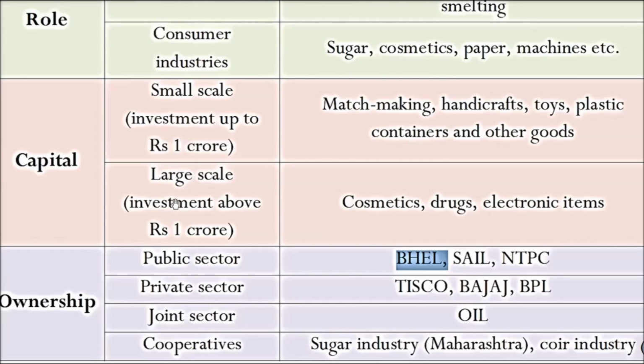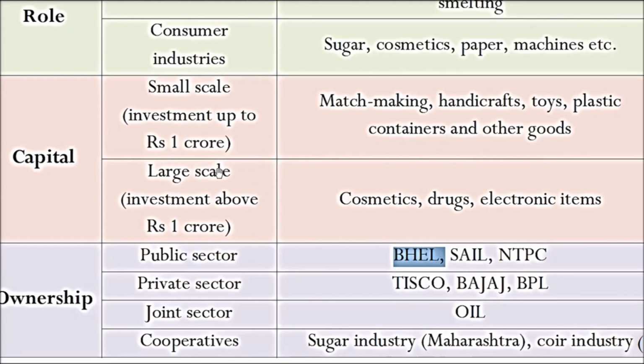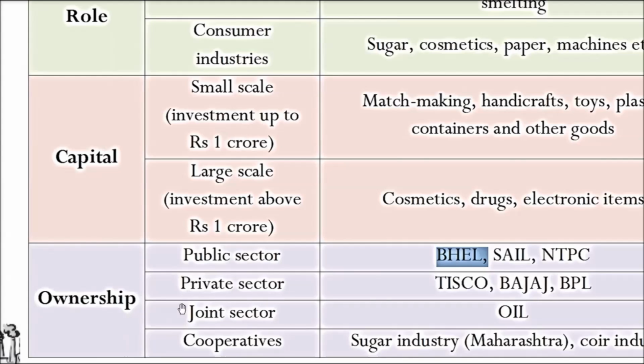If the money being invested is more than 1 crore, then we call it a large scale industry. For example, small scale industries include matchmaking, handicrafts, toys, plastic containers and other goods. When we talk about large scale, the cosmetic, drug and electronic items generally involve more than 1 crore of investment.